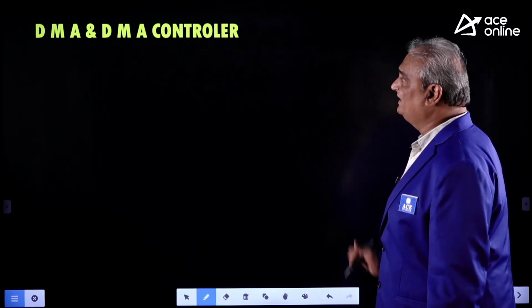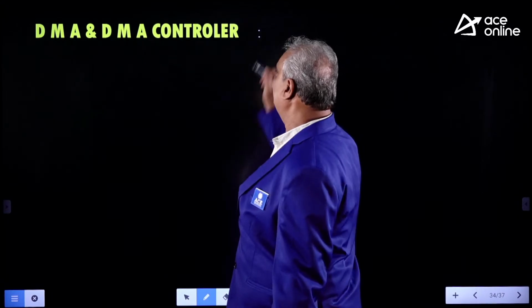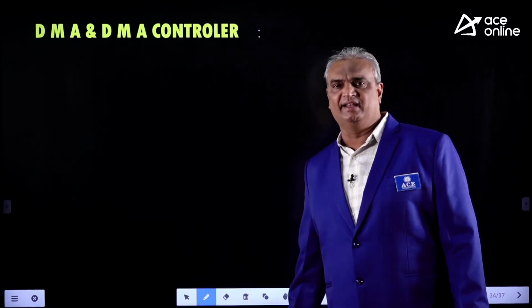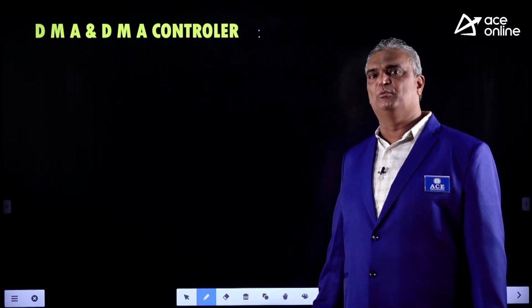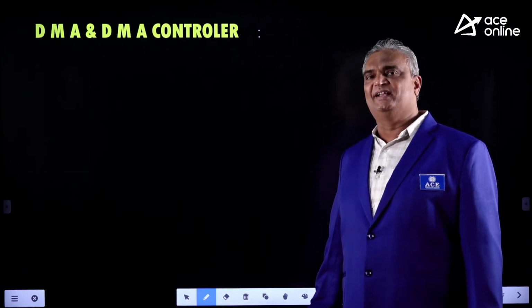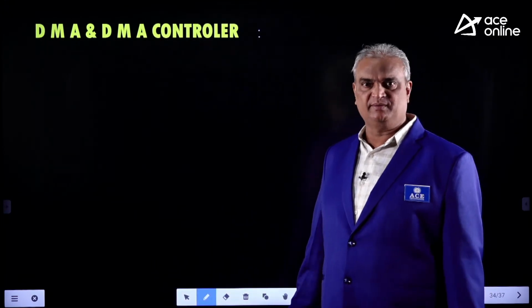Next, in IO organization, the most important point is DMA and DMA controller. What is DMA? Direct memory access. Secondary memories, magnetic and optical memories, are known as secondary memories. Those are operated with head and motor. Head and motor are operated in milliseconds. That's why it is not possible to communicate such types of devices with the processor.